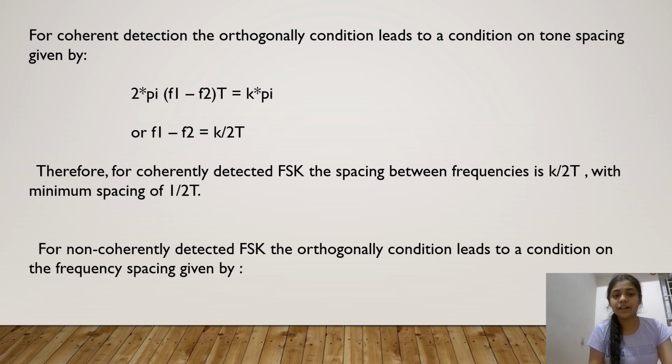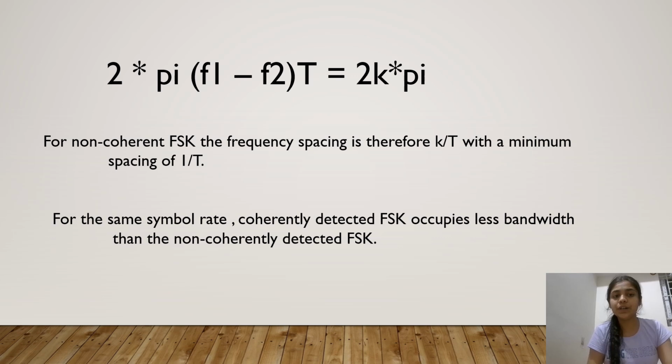For non-coherently detected FSK, the orthogonality condition leads to a condition on the frequency spacing given by 2π(f1 − f2)T = 2kπ. For non-coherent FSK, the frequency spacing is therefore k/T with a minimum spacing of 1/T. For the same symbol rate, coherently detected FSK occupies less bandwidth than non-coherently detected FSK.